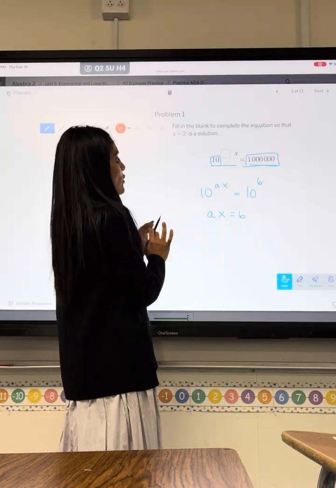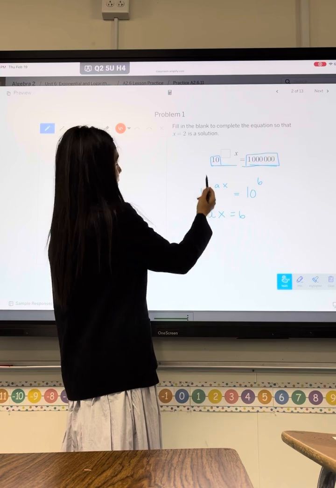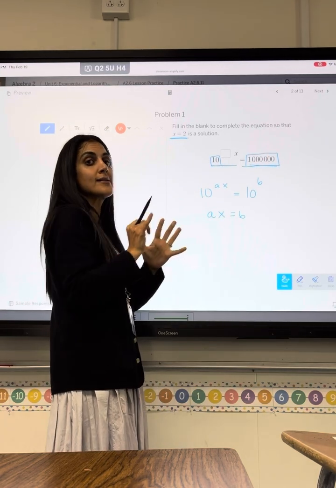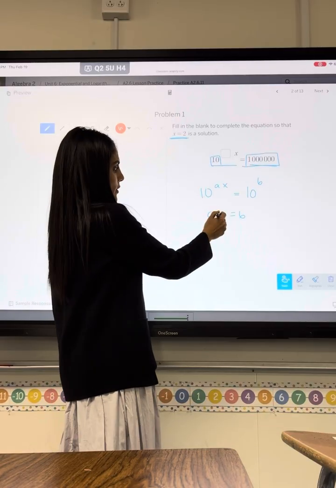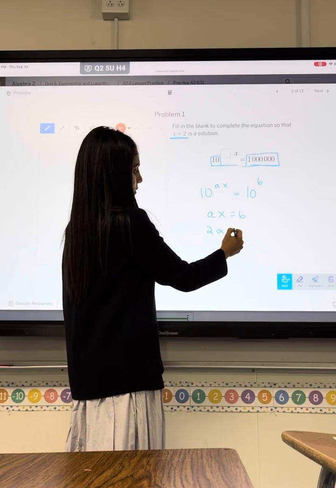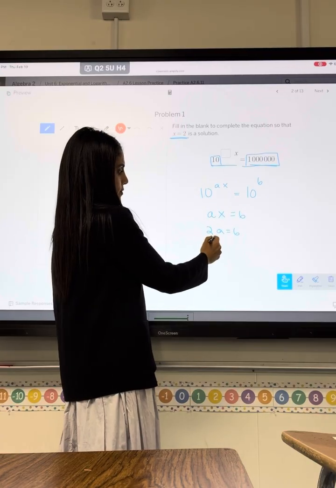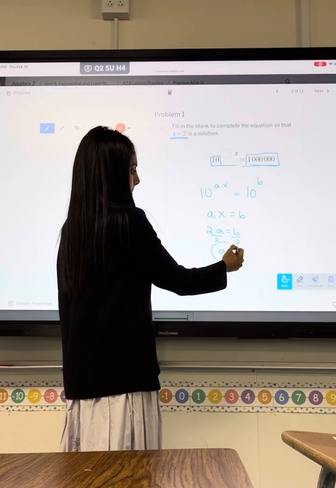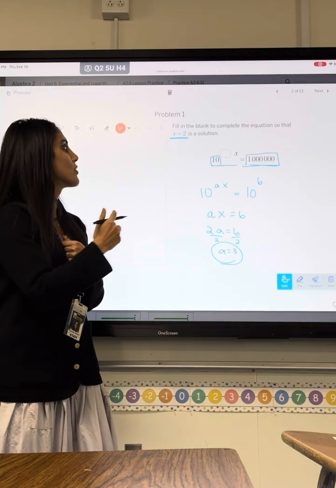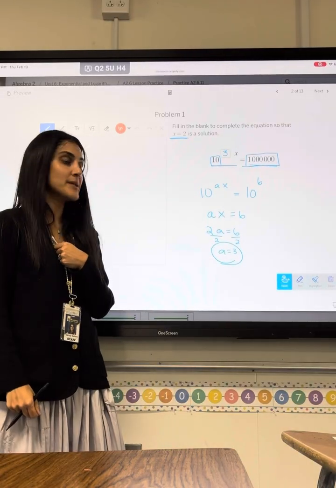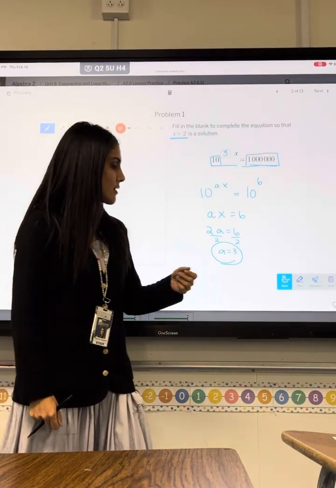Okay, so what do they want here? Because I got two variables. Can't solve for 2. Earlier, they told me they want x to end up equaling 2. So I'm gonna replace that x with 2. So this is 2 times A equals 6, which means divide both sides by 2, A is 3, okay? So right here, easy peasy, all right? Let's keep going.